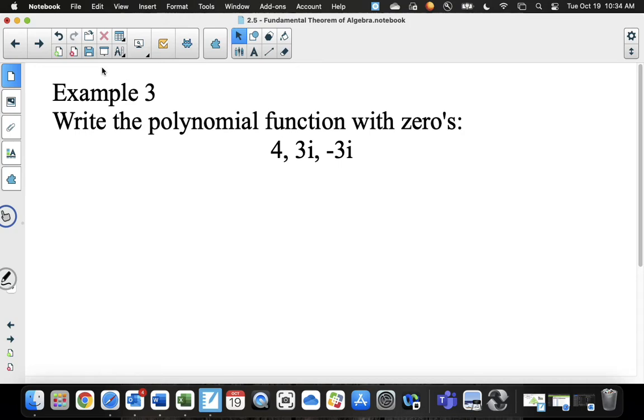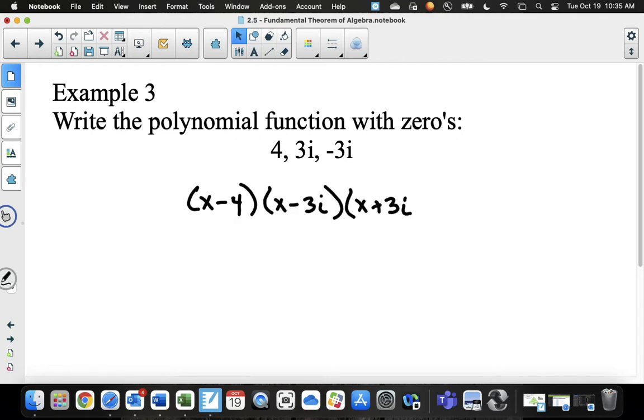First question, what degree did this come from? 3 zeros means we have third degree. Notice, conjugates always come in pairs. If 3i is one of them, then negative 3i is definitely going to be another zero. We can do this the same way we did last week. I can take the zeros and turn them into factors. So 4, we've got x minus 4. 3i, we've got x minus 3i. And negative 3i, we've got x plus 3i.